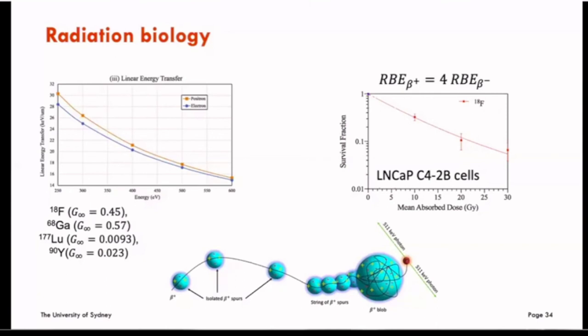Furthermore, most of the positron emitter isotopes have shorter half-life and therefore higher G factor compared to beta minus emitter isotopes. And in our previous in vitro study, we have shown that 20 gray of fluorine-18, which emits almost 100% positron, can result in 90% cell kill. And comparing this with our Y90 cell survival study, we have shown that the RBE, or the relative biological effectiveness, of fluorine-18 is almost 4 times higher than the beta minus emitter Y90 isotopes.